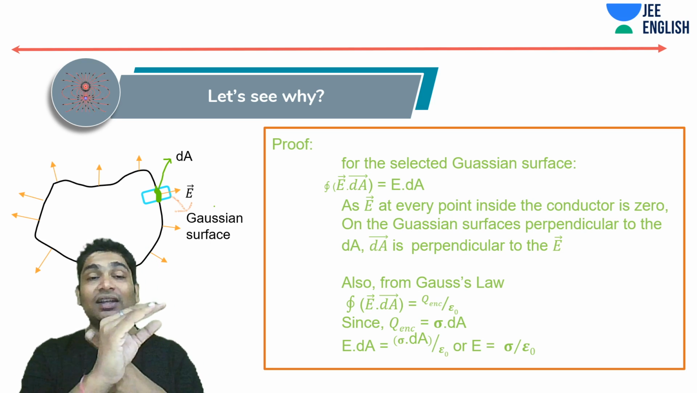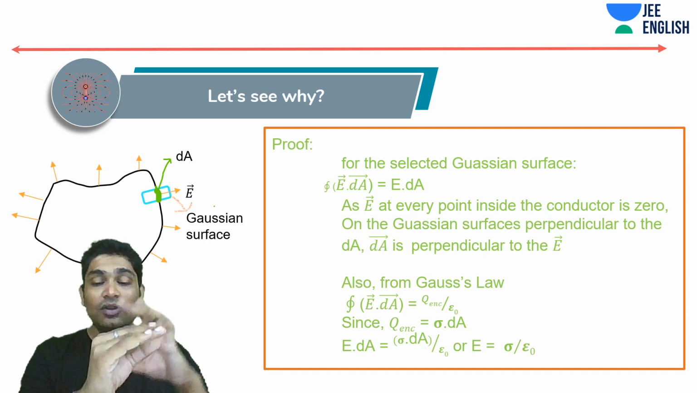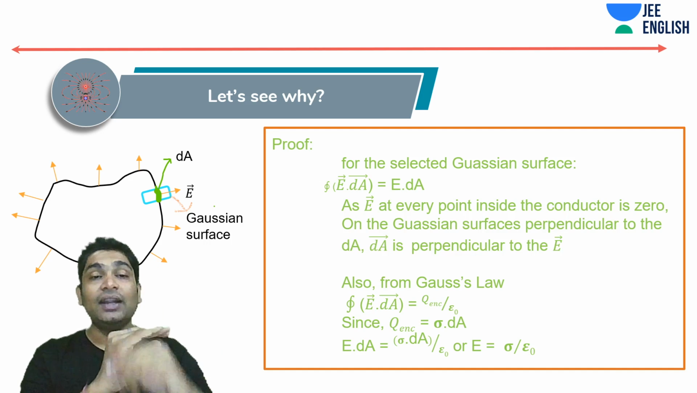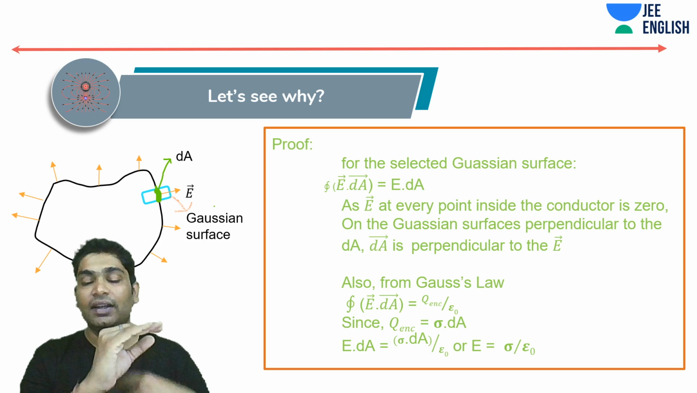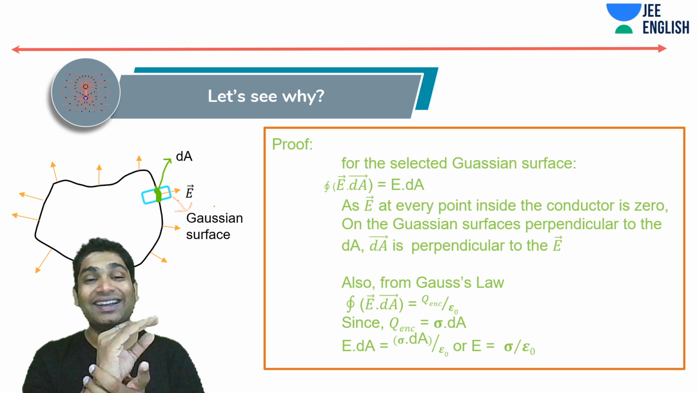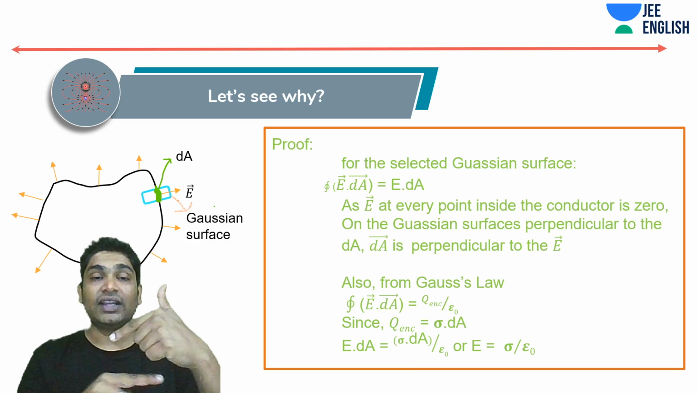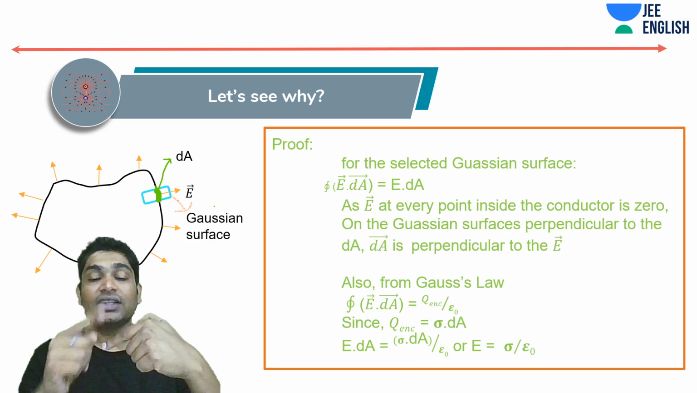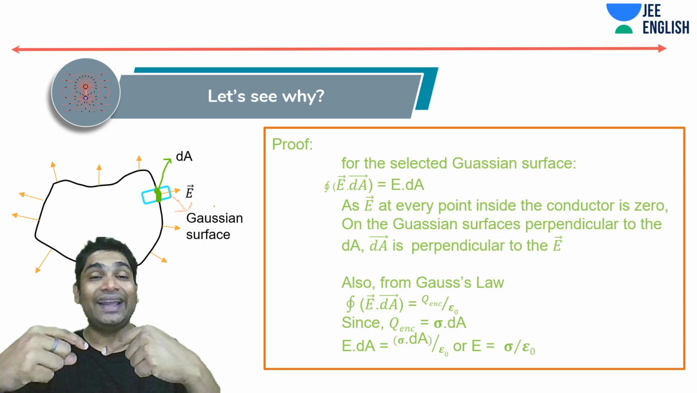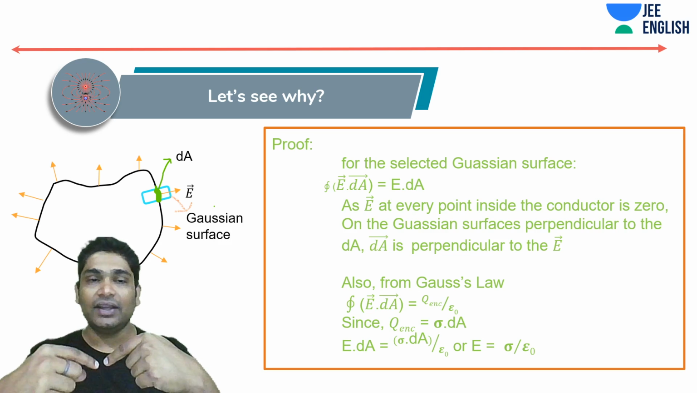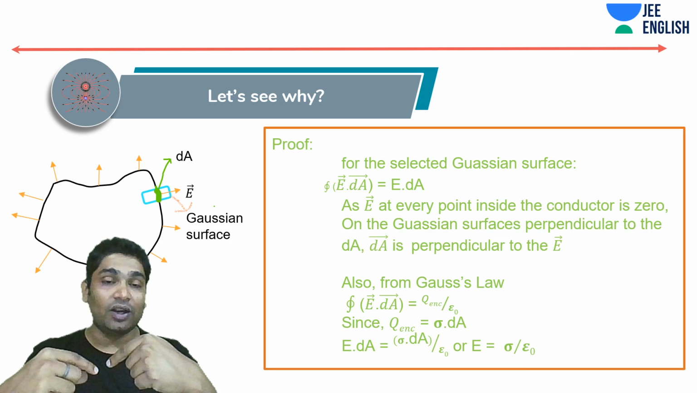Because inside the conductor, electric field at every point is 0. So for every point, you will realize that E dot dA will become 0. So for this entire circular face which lies inside the conductor, integral E dot dA is 0. How about the curved section? As far as the curved section is concerned, now there are two parts. One lying inside the conductor. So here obviously we know that E is 0, so E dot dA will be 0.